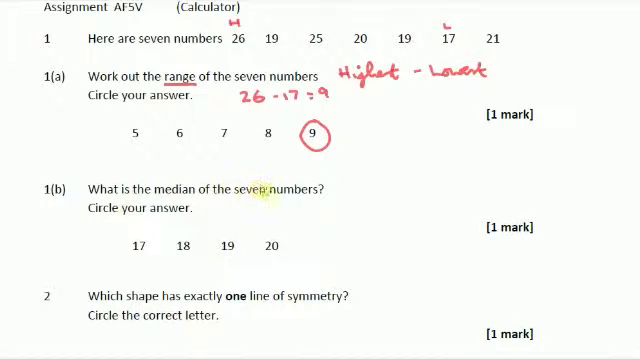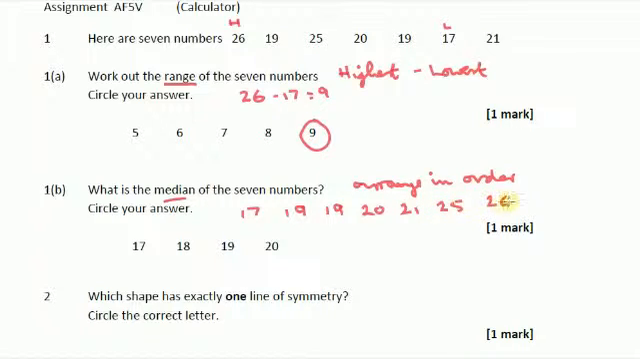1 part B, what is the median of the 7 numbers? The first thing you have to do for median is to arrange the numbers in order from low to high. So let's take these 7 numbers, look through them. We know the lowest one is 17. Then there are 19, 2 19s. Then there's a 20 and a 21, 25 and 26. So those are arranged in order.